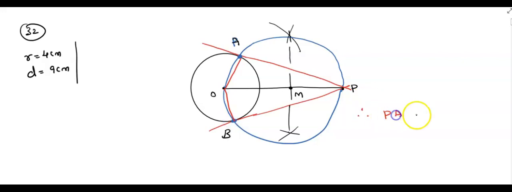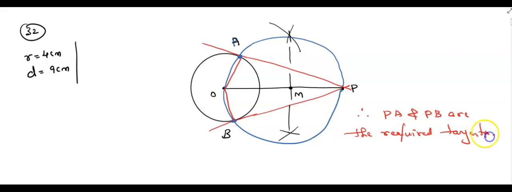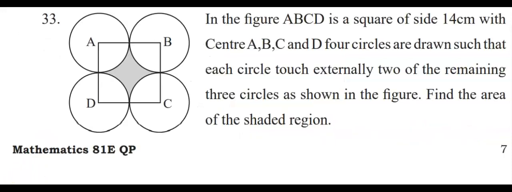Now finally you can write the answer. Therefore PA and PB are the required tangents. This is the conclusion. So this is the procedure you have to follow. Done. Next question number 33.